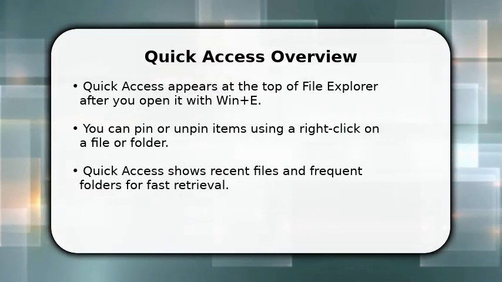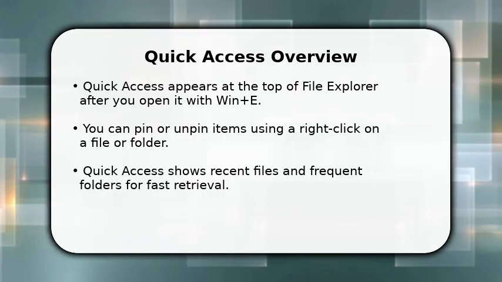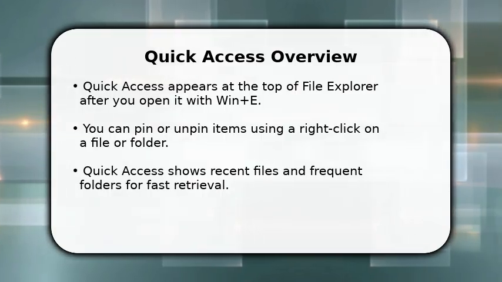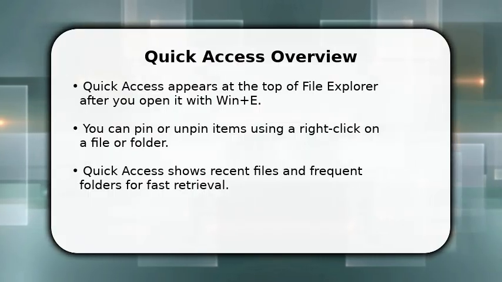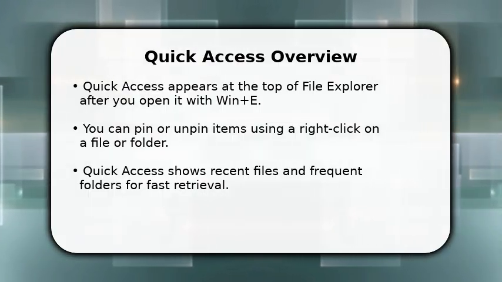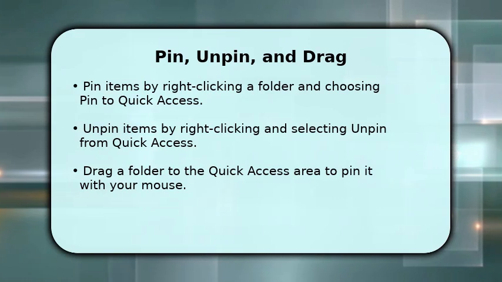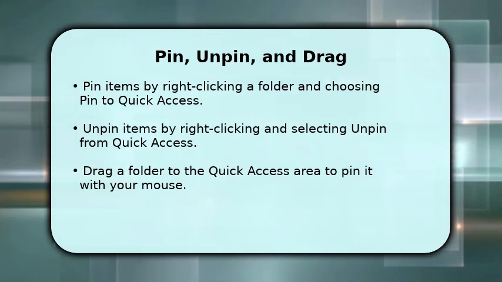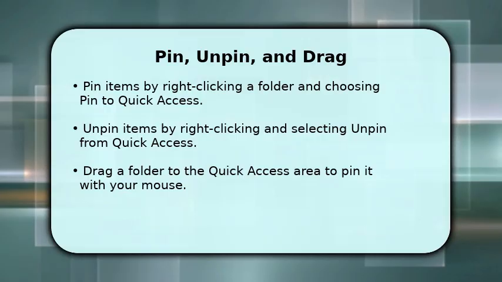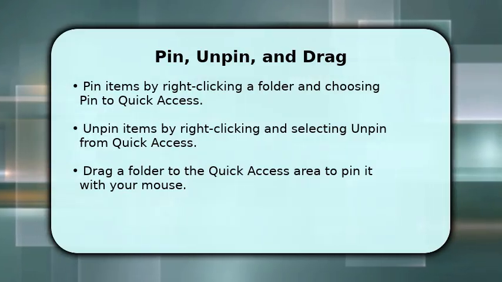Use a right-click and choose Pin to Quick Access to pin any folder. To unpin, right-click and select Unpin from Quick Access to remove it instantly. To add a new folder, navigate to it in File Explorer and right-click the folder. Choose Pin to Quick Access to anchor it at the top of the list.